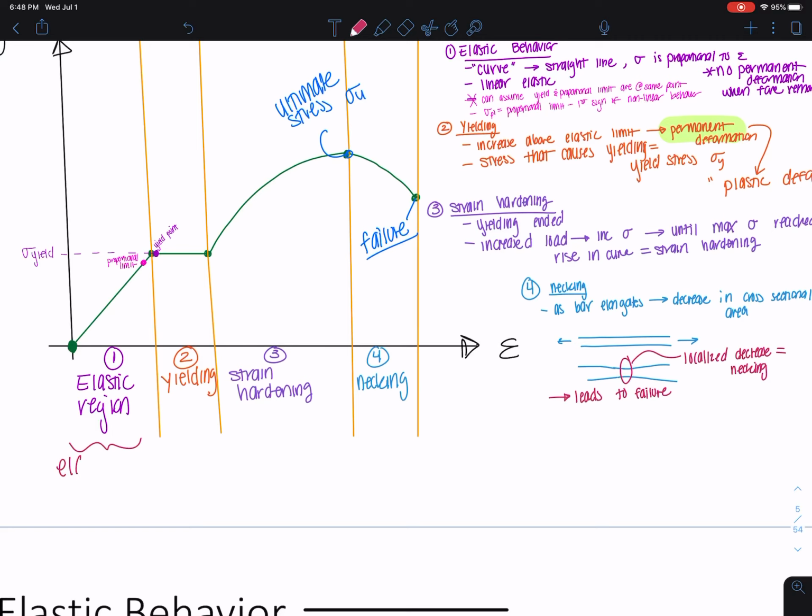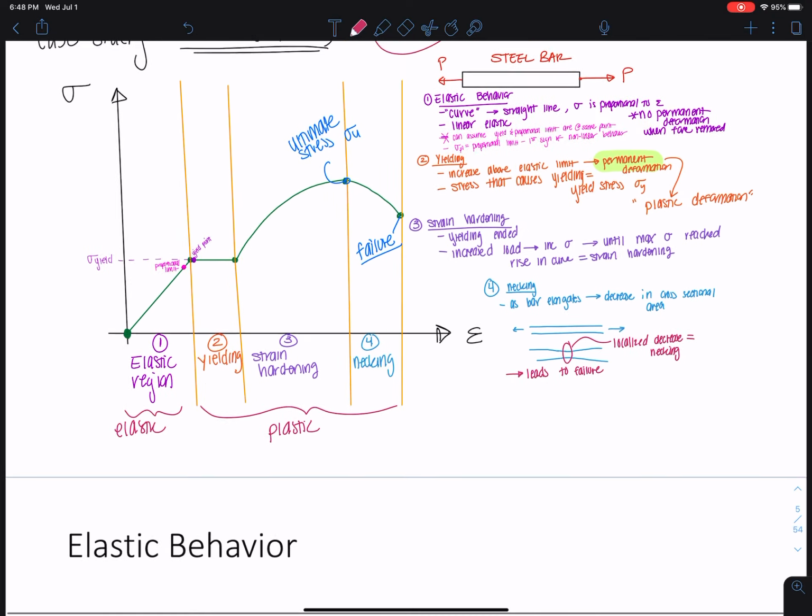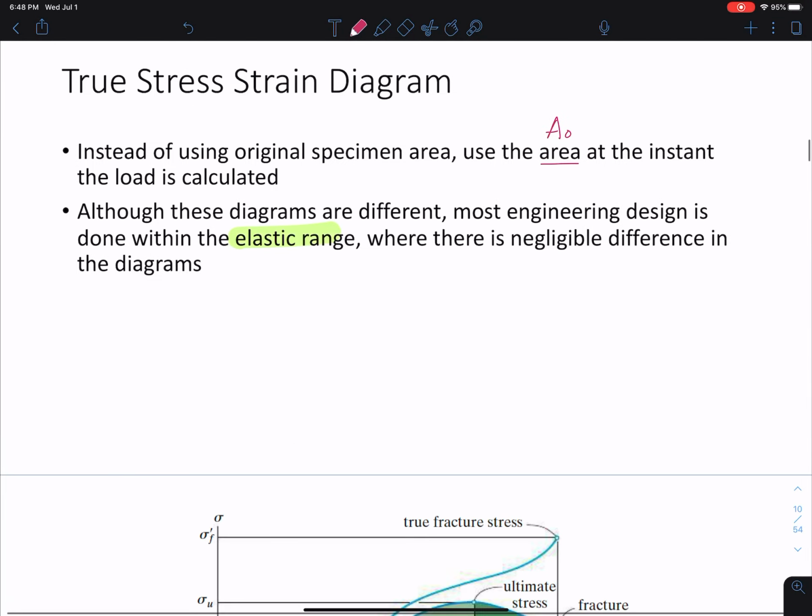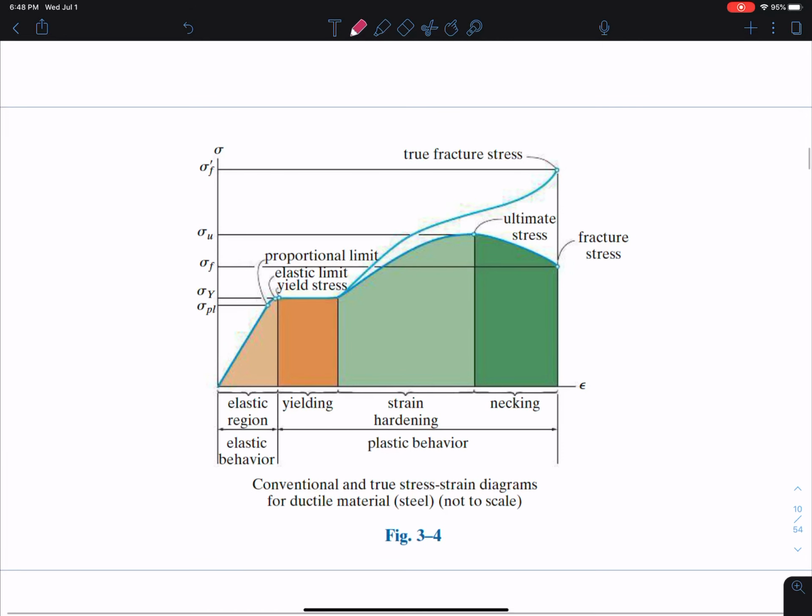This is elastic behavior, and all of this is plastic, meaning there's no return after you start deforming in that area, okay? This is the picture from the book that we just recreated and talked about. So this is a reference for you. It has all of the stresses on this side and everything that's going on, and probably a little better picture than what I was able to draw.